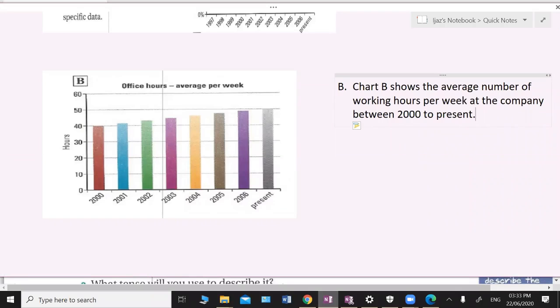Okay, that's number one, like an introduction. Anis says the staff have to work up to 40 hours in the year 2000, and gradually the number of hours increased each year. Excellent. Now, give me some specific information in one sentence. We are done with 2 sentences now. We need one more sentence.